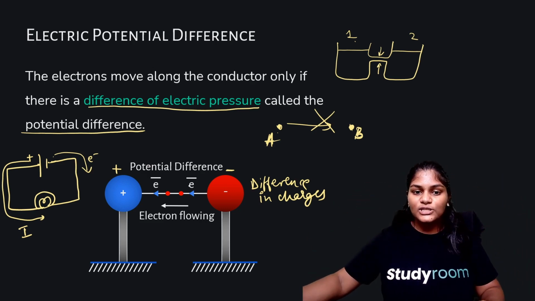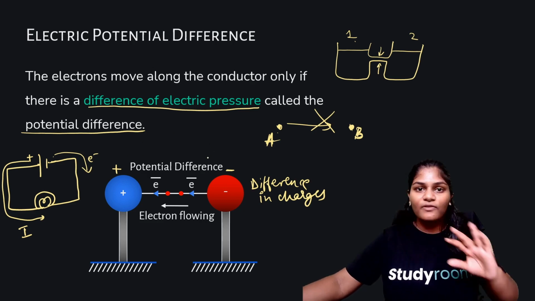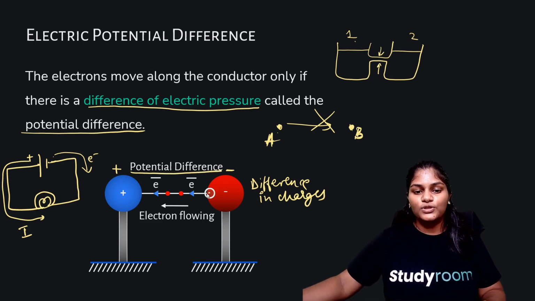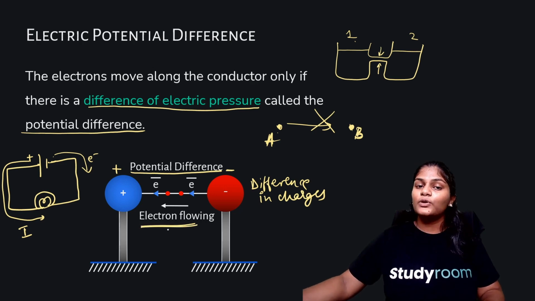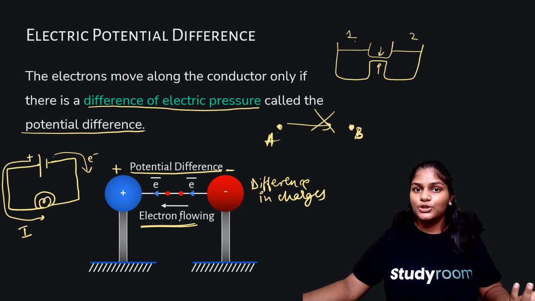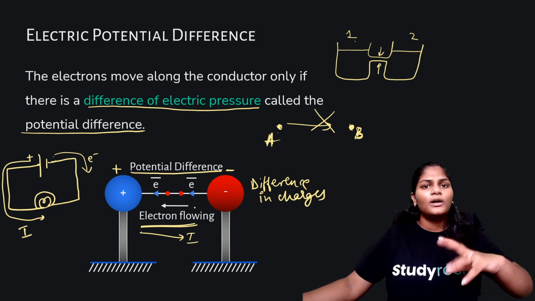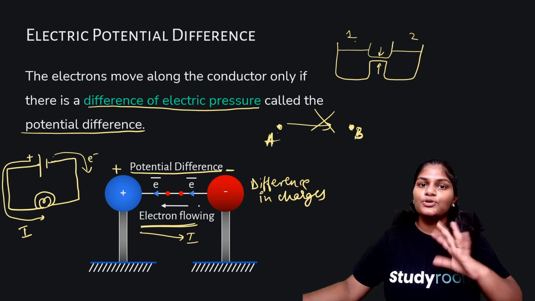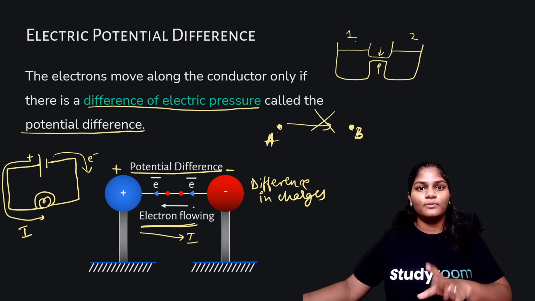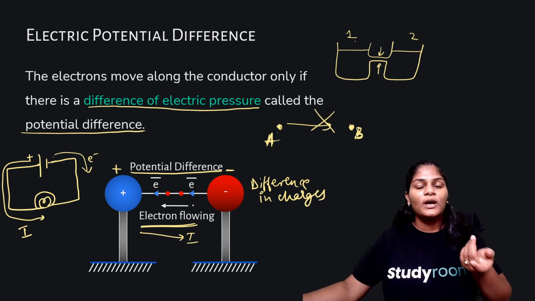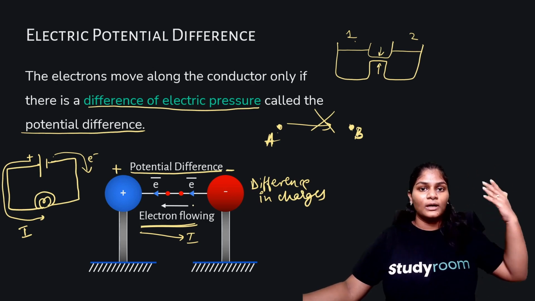So here it is shown that these negatively and positively charged spheres have a potential difference. It's written here, potential difference. They have shown electron flowing, right? And we know the current flows opposite to the direction of the electron flow. So the current will be flowing in this direction. Whether you say charge flow or current flow, they are both interconnected. If there is current, that means there is charge flow. If there is charge flow, that means there will be a current.